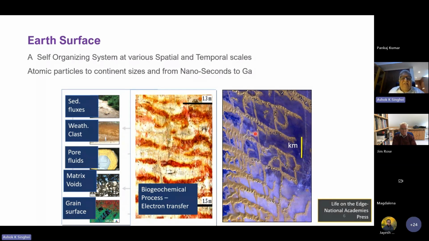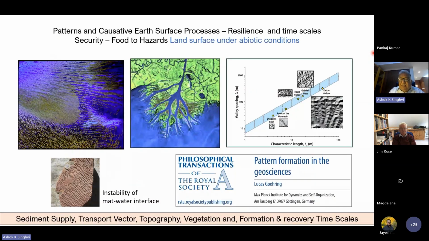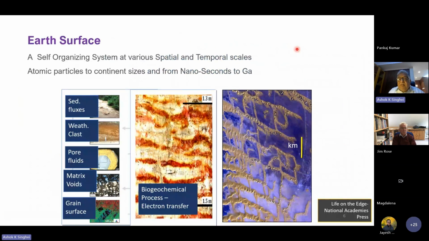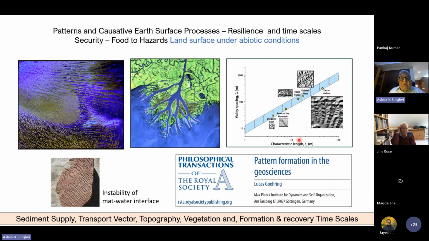Now, Earth is a self-organizing system at various spatial and temporal scales, and things are happening on Earth from nanosecond scales to billions of years, and from atomic particles to continent sizes. And we end up with interesting patterns on Earth's surface, as we see in the case of dunes here, these are sand dunes in Arabia, or in meandering rivers or deltas, and you will find there's a pattern. The million-dollar question is how these patterns form and why they are actually resilient. And what are the time scales of their resilience?